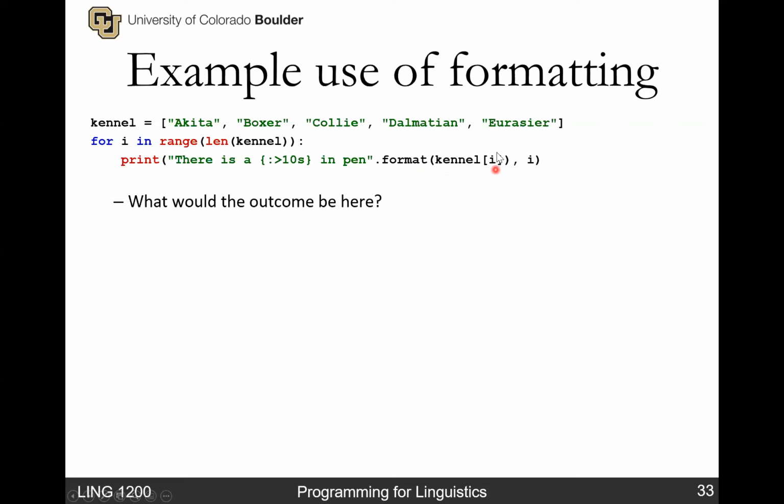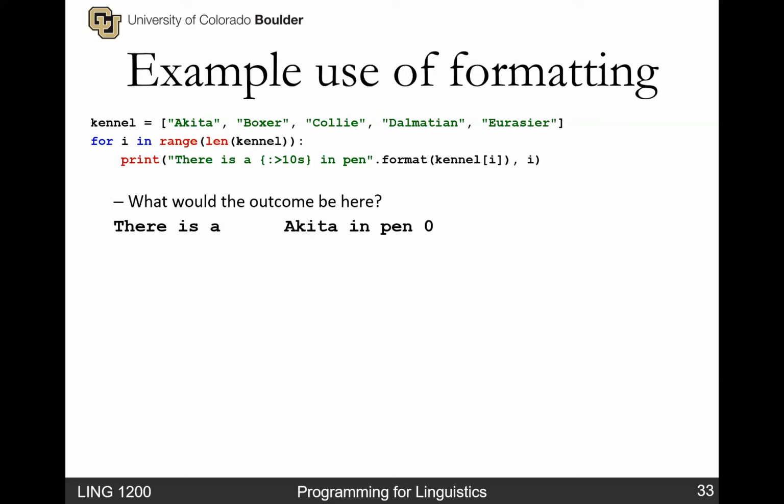We have our format method here. And in there, we're going to take our variable, which is, of course, going to grab the string from the list. And then comma, i. So this print function is going to print out the formatted string, and then it's going to print out the index that we're working with, which is going to be the number of our pen. So think for a second, maybe jot down on a piece of paper what the output is going to be here. Or at least the first line.